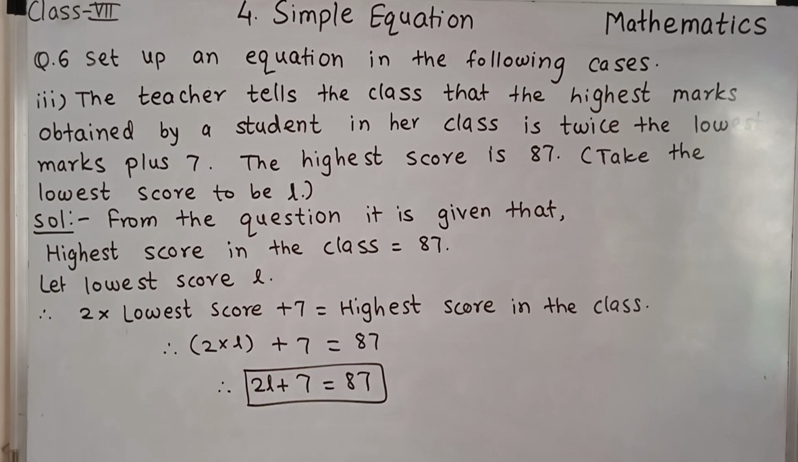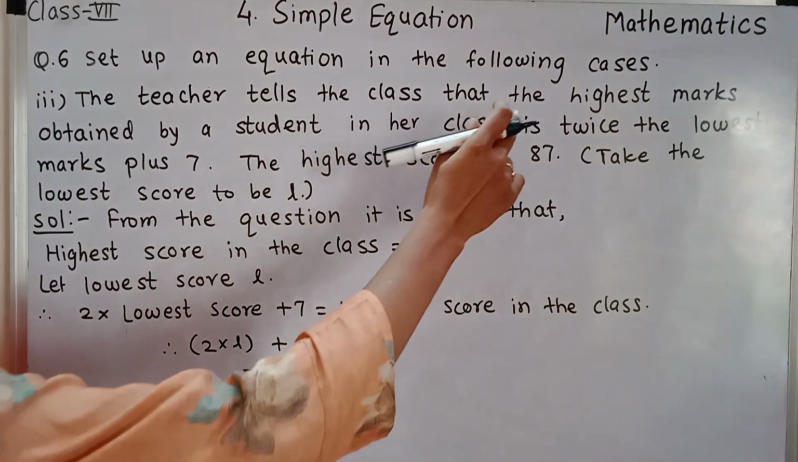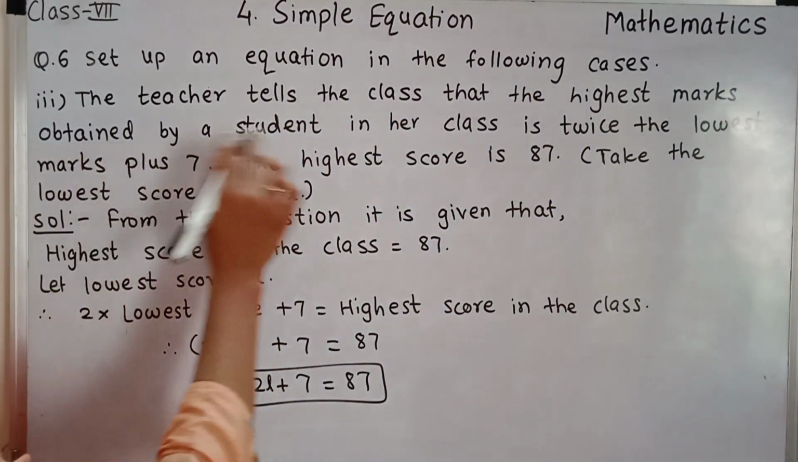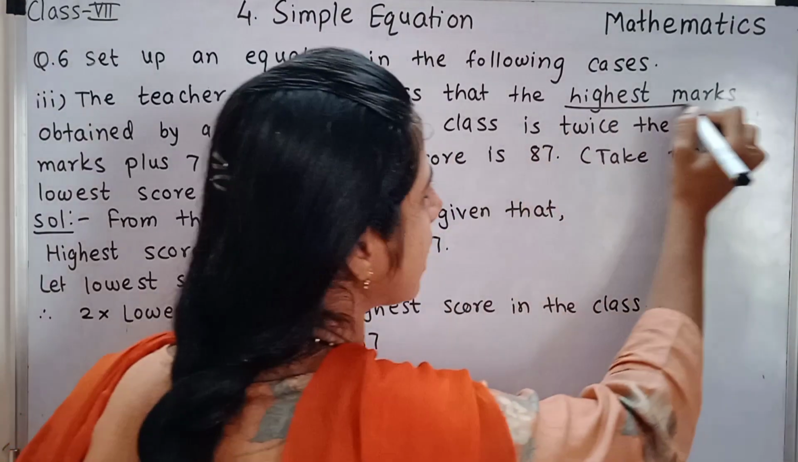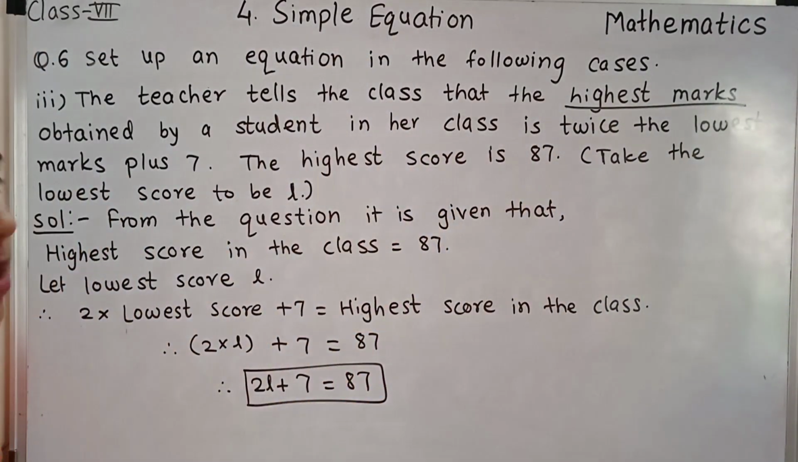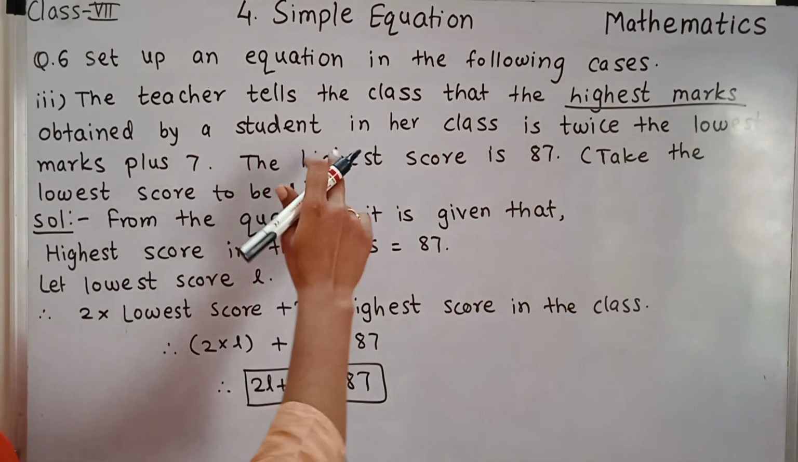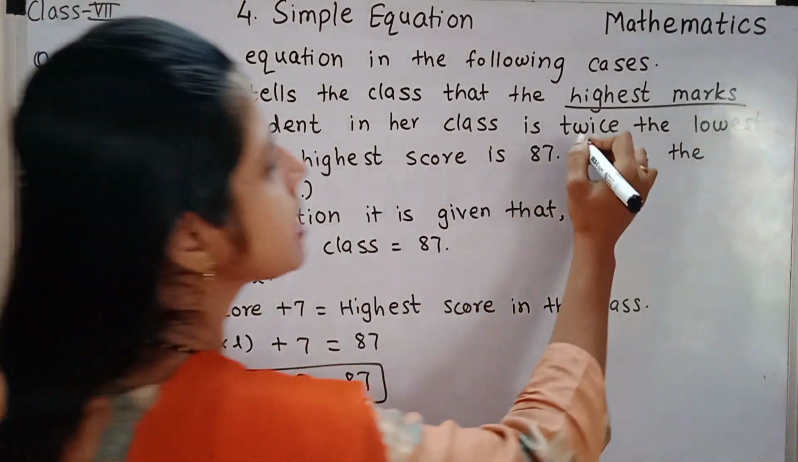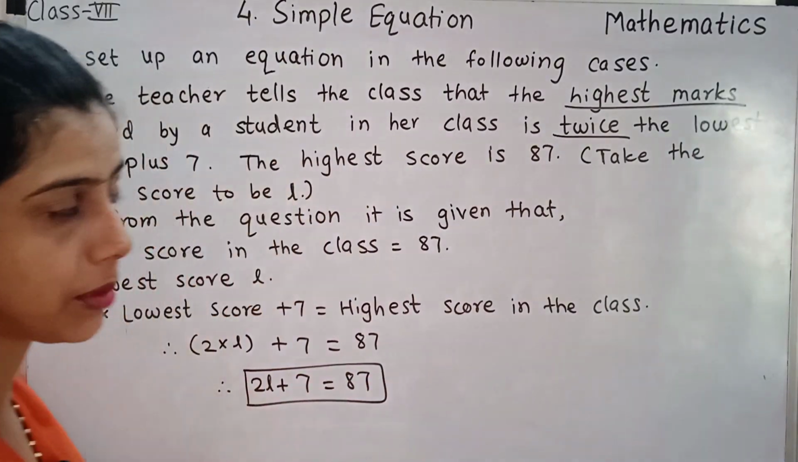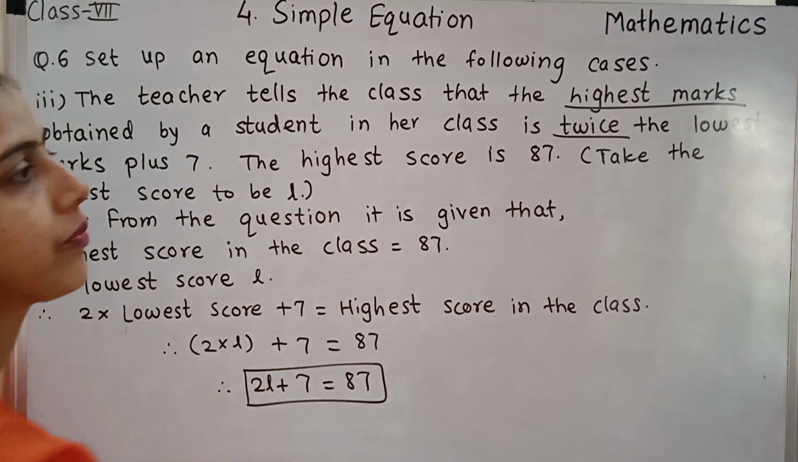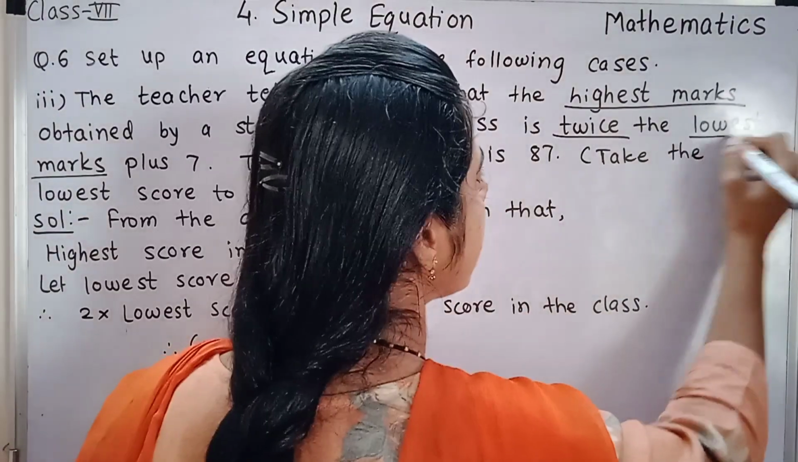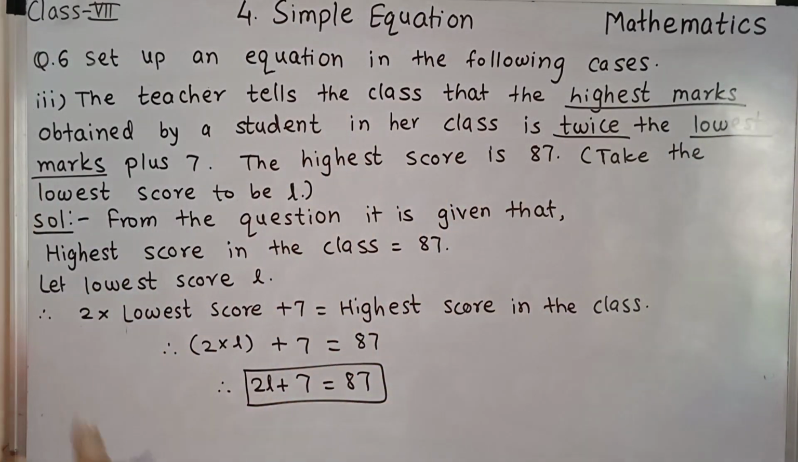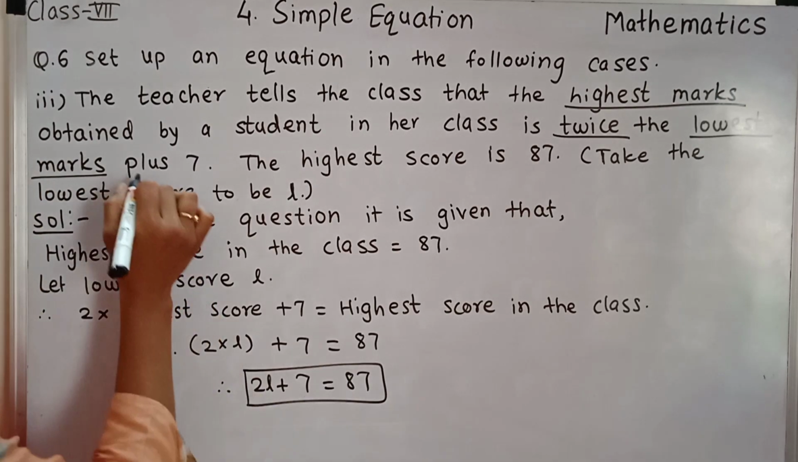Next question: the teacher tells the class that the highest marks obtained by a student in her class is twice the lowest marks plus 7. The word "twice" is very important. Twice means two times. So there are three terms: the highest marks, twice, and the third term is lowest mark plus 7.